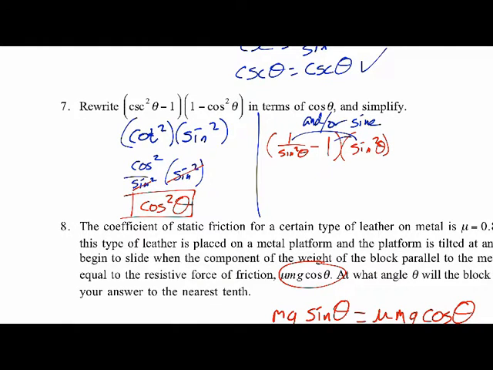If we distribute that sine squared to both pieces, 1 over sine squared times sine squared just gives us 1. Minus 1 times sine squared is sine squared. Now again, same thing we talked about on the previous one, 1 minus sine squared is the same thing as a reciprocal identity. We end up with just cosine squared of theta.